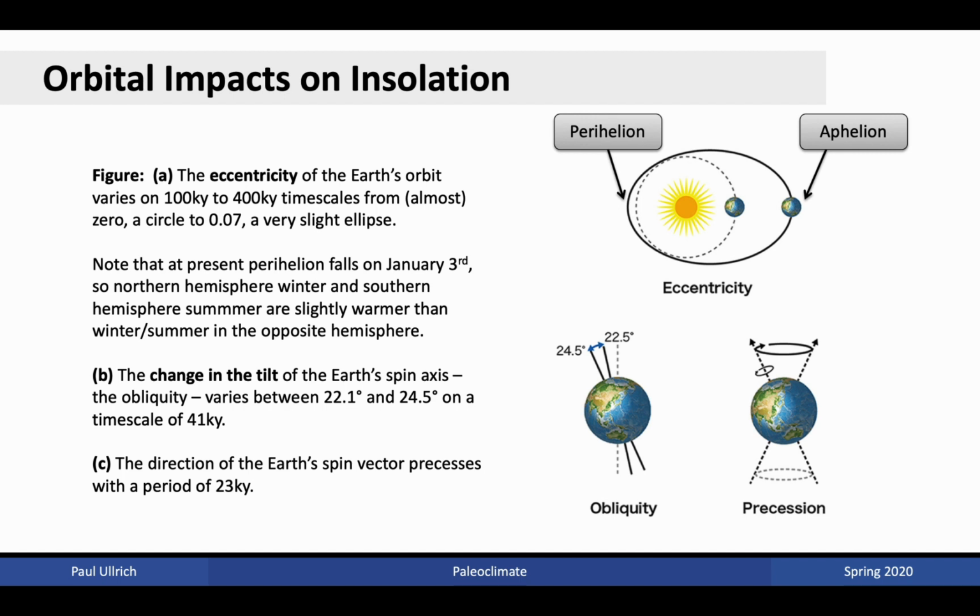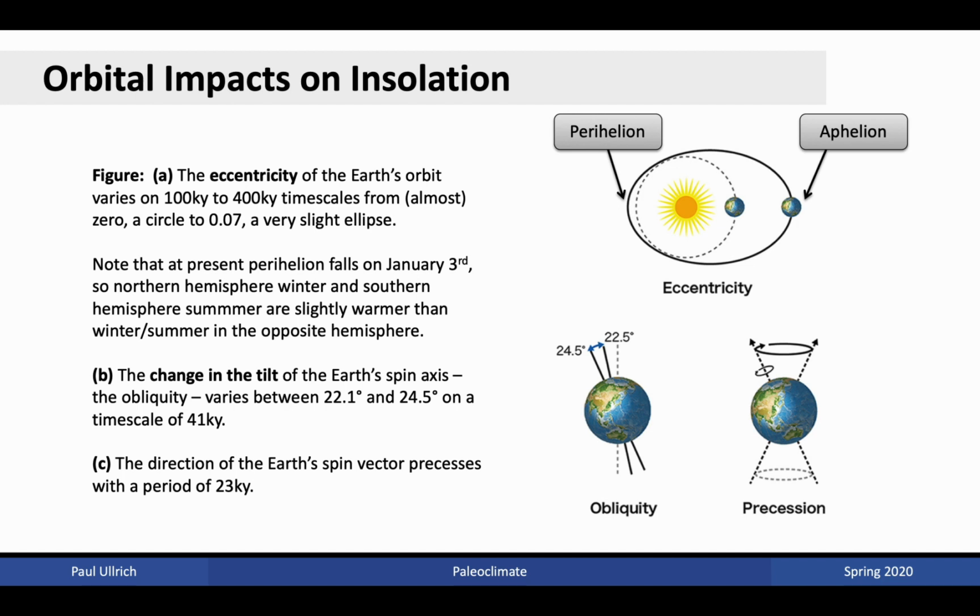The first is the eccentricity of the Earth's orbit. This varies on approximately 100,000 to 400,000 year timescales, from almost zero, which corresponds to a roughly circular orbit around the Sun, to 0.07, that is, a very slight ellipse. When the Earth is in an elliptical pattern, then there is substantial seasonal variation in the amount of insolation received by the planet. Note that at present, the perihelion of the Earth's orbit falls on January 3rd, so northern hemisphere winter and southern hemisphere summer are slightly warmer than winter-summer in the opposite hemisphere.